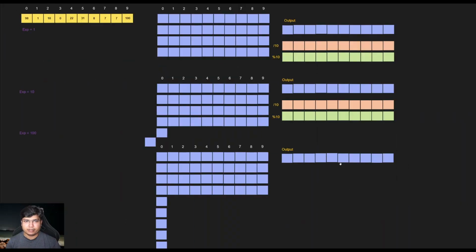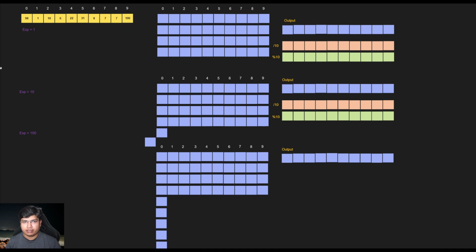One thing that we still need is the maximum number in that input set, and there's a process that we will have to repeat as many times as there are digits in the maximum number. Let's look at how Radix sort works. Here I have taken an input set of numbers: 98, 1, 10, 0, 22, 31, 8, 7, 7 and 100.